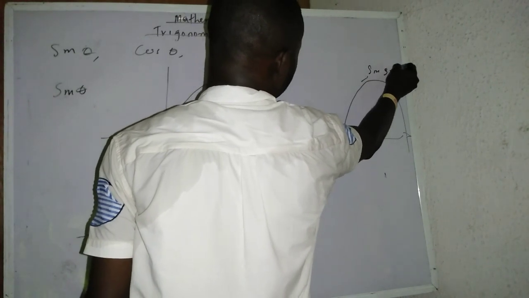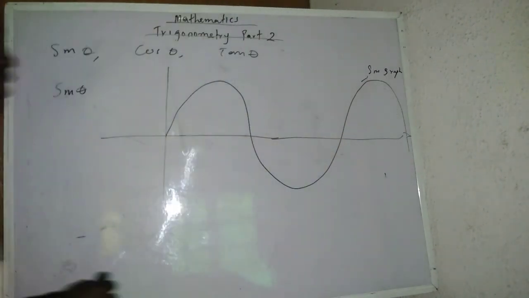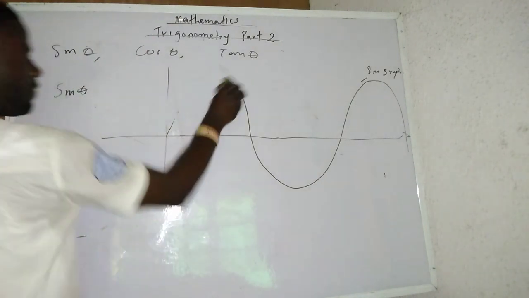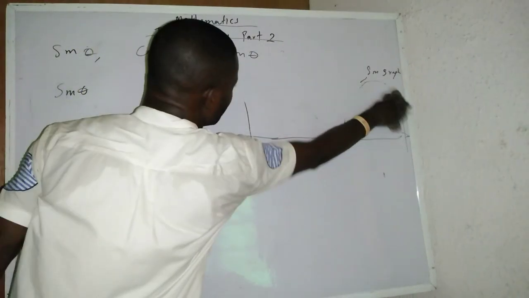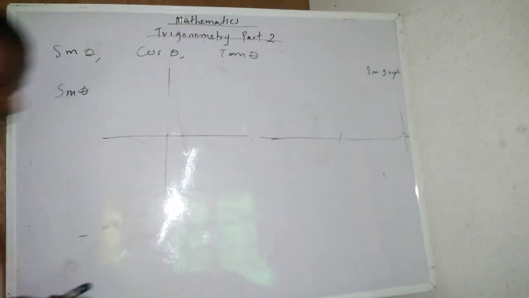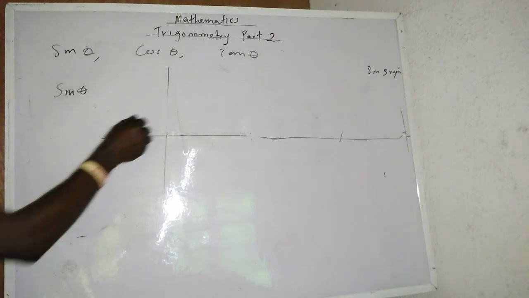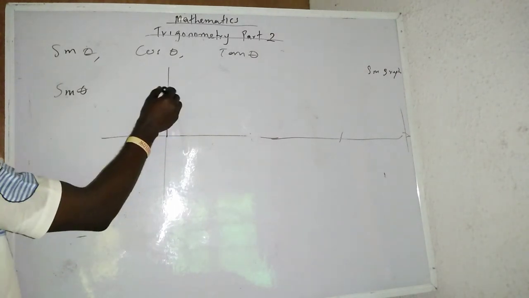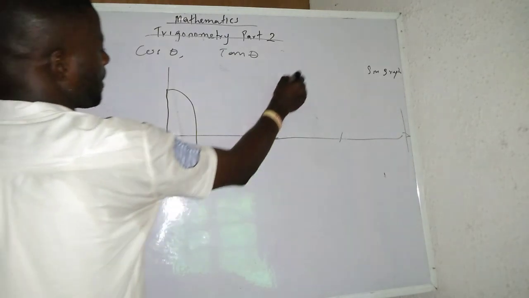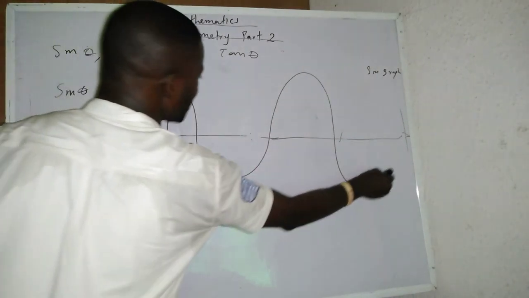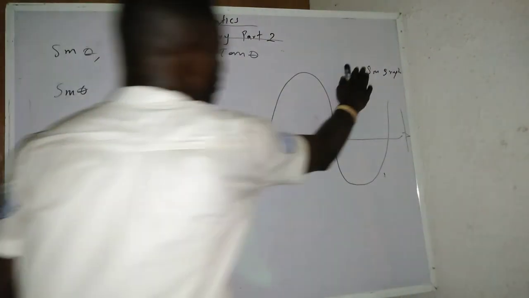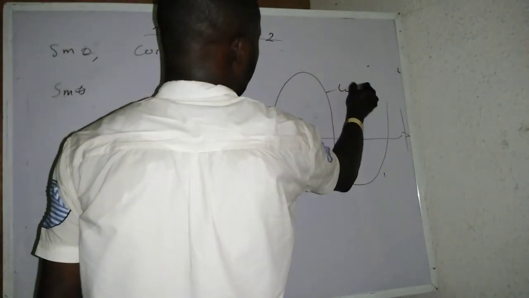But in the case of cos, the cos graph is always like this. It will start from 90. It always starts from 90. This is my cos graph.